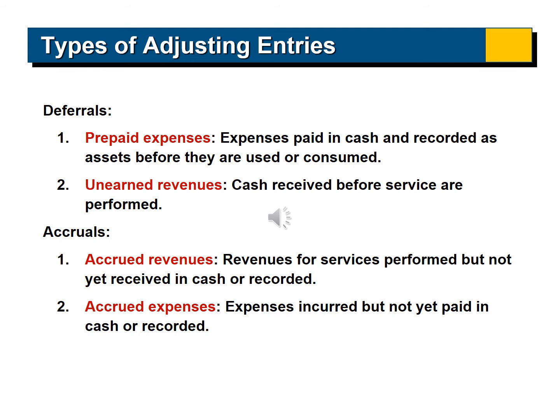The second one under accruals is accrued expenses, where expenses are incurred but not paid. So the company perhaps receives some services such as cleaning or gardening or something, and it has not paid for those services. So this would be recorded as accrued expenses. This is normally recorded as accounts payable.